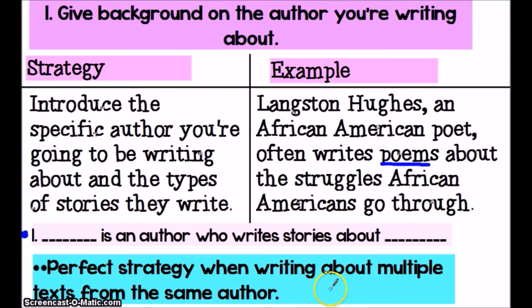This is a perfect strategy when you're writing about multiple texts from the same author. And clearly, this is only a strategy you can use if you happen to know a lot about your author. For example, I don't really know a lot about John Collier, so I can't really write about the types of stories he writes. So for my essay, I'm not going to choose this strategy.